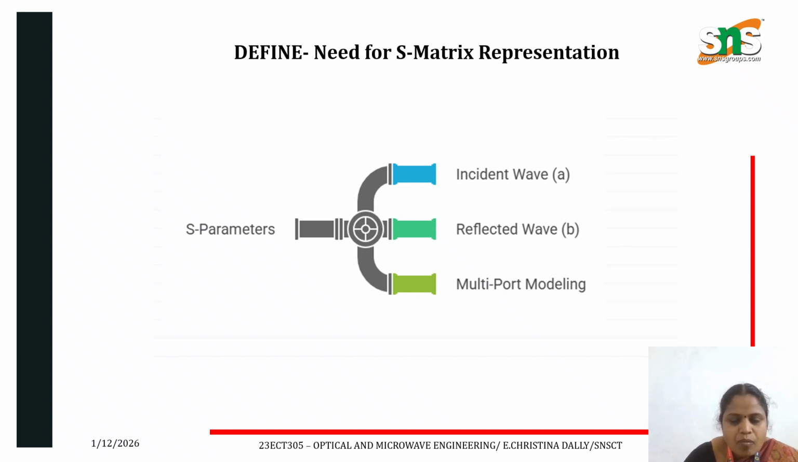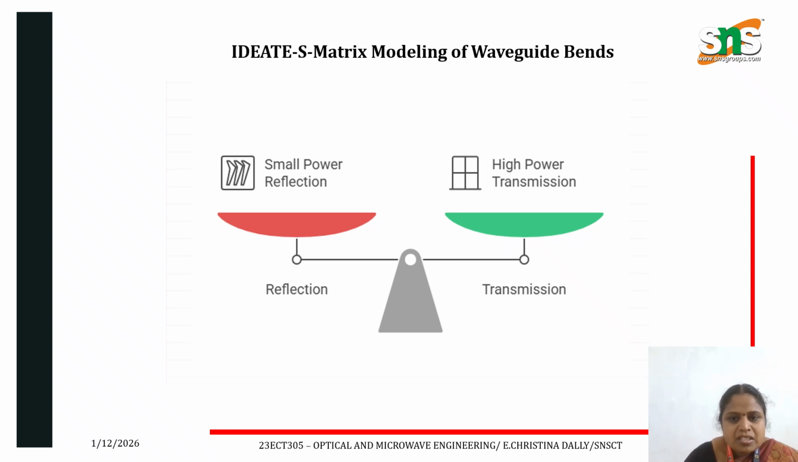As in the previous video, I have mentioned why S parameters are used, that is, low frequency. There will be some disadvantages in the low frequency, and so we are going for the high frequency parameters in S parameters. What are the parameters? It depends upon the incident wave, reflected wave, and multiport modeling. So these are the needs that are required for the S parameters. Suppose it relates to the waveguides or the bends or twist, what are the reflection and the transmission used here? There will be small power reflection and there will be high power transmission.